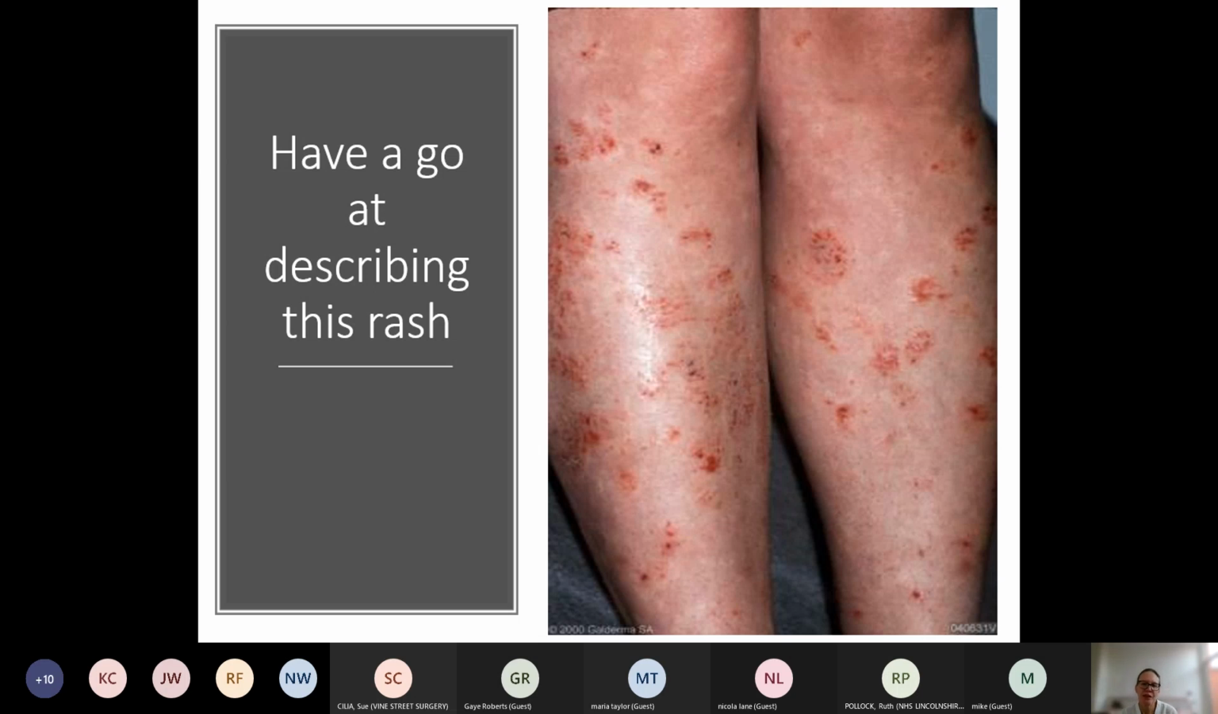So just have a think, either write down or just think in your head. How would you describe this rash if this was a patient you saw and you wanted to write something in the notes, or you wanted to refer to somebody or phone somebody for advice? How would you describe what you see there? I'll just give you a minute to have a little think about what you would write, and then if anyone's happy to share, that would be great.